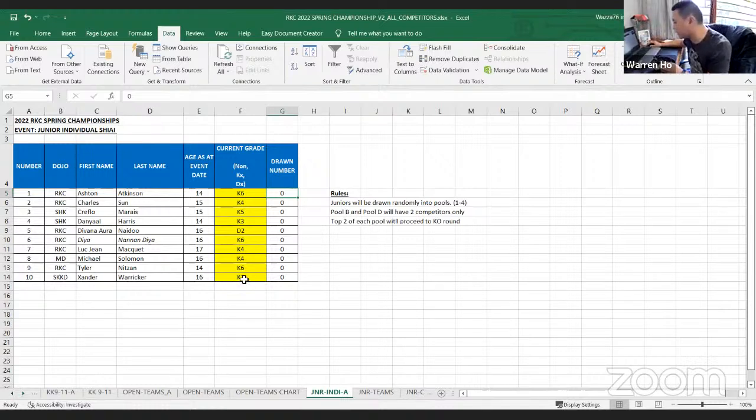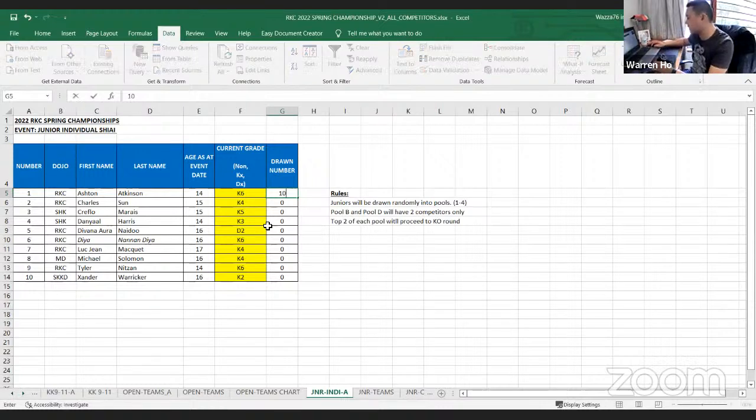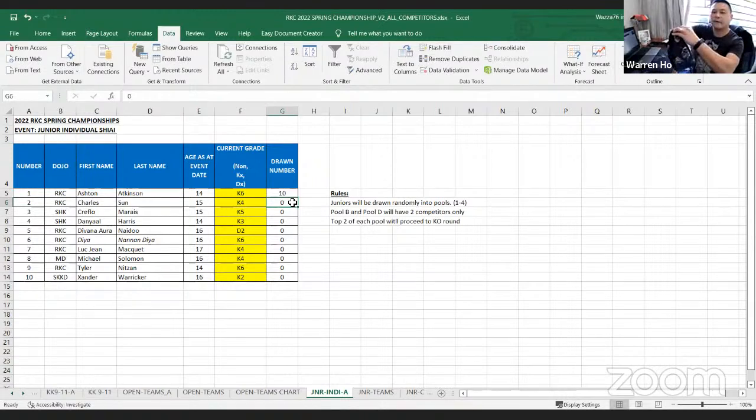Okay, juniors at the age range looks like it's from 14 to 17-year-olds. Okay, so it should make it quite interesting. All right, so the first one up is Ashton. Ashton is from the RKC dojo. Ashton, you're going to be number 10. So Ashton is number 10. Next one, Charles from the RKC dojo also. You're going to be number 9. Okay, so number 9.